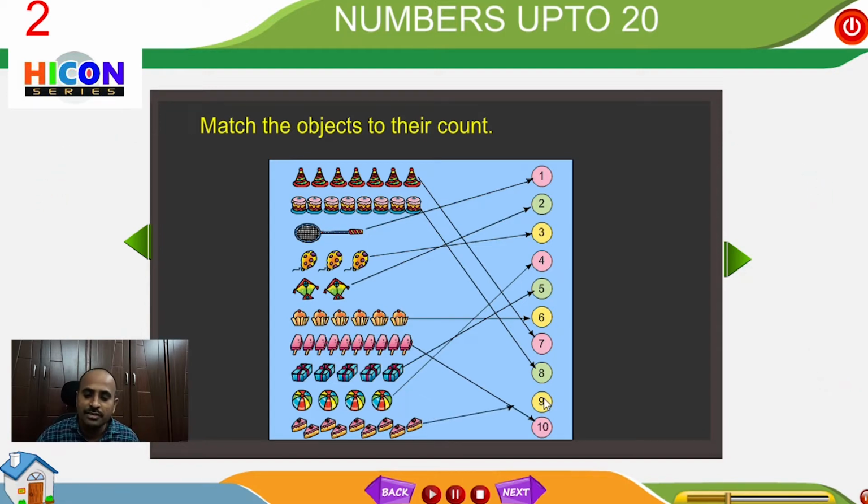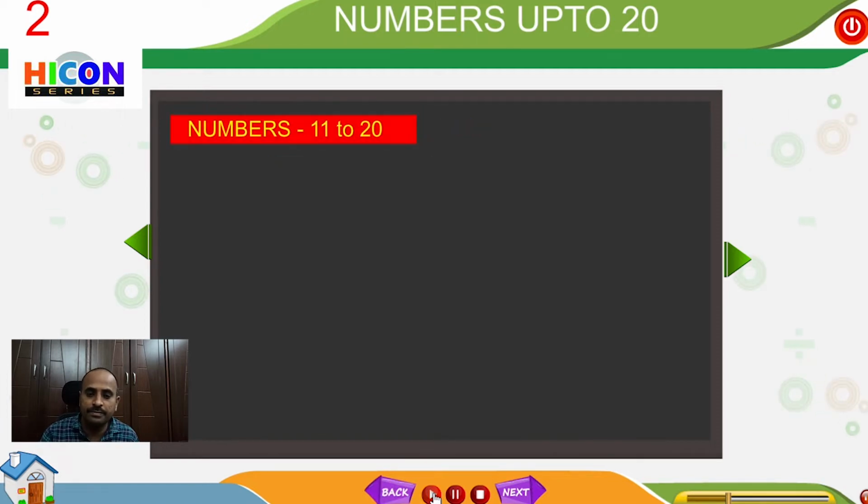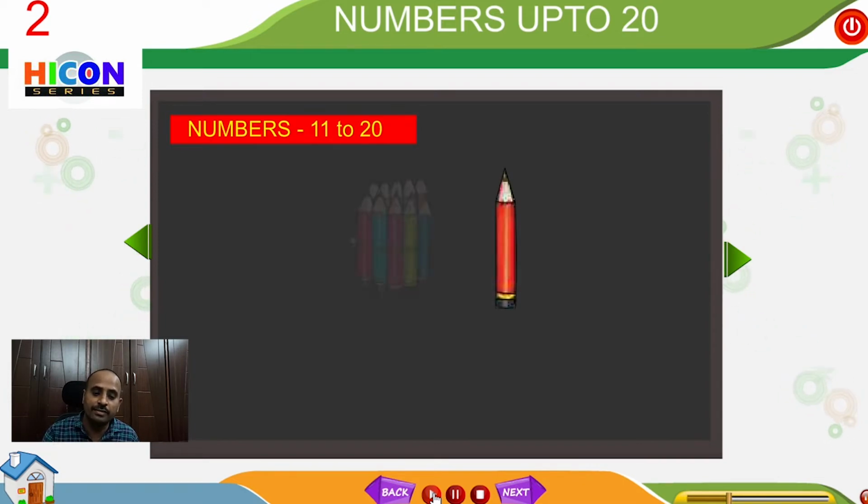So children, this is a small activity, that is matching on the numbers, how we have to match the given number of objects with the number. So this is the way of matching the objects and their corresponding numbers. So children, let us go to the next part, that is numbers 11 to 20.